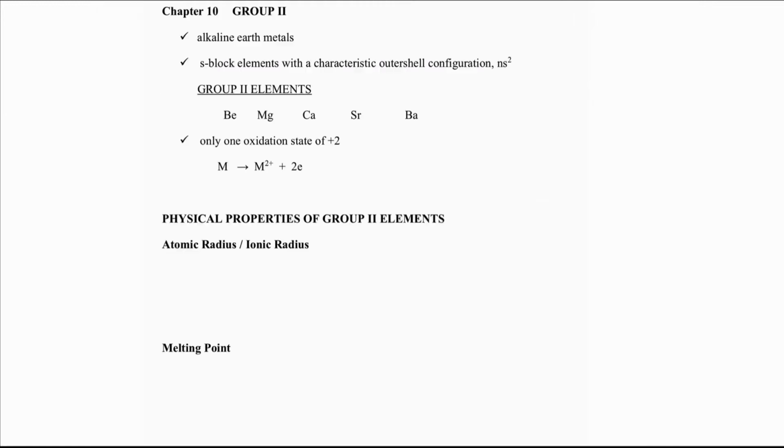First, we will go into group 2 elements. In group 2, we have beryllium, magnesium, calcium, strontium, and barium. All of them have 2 valence electrons, and they will offload both valence electrons in order to form metal ions with 2+ charge.